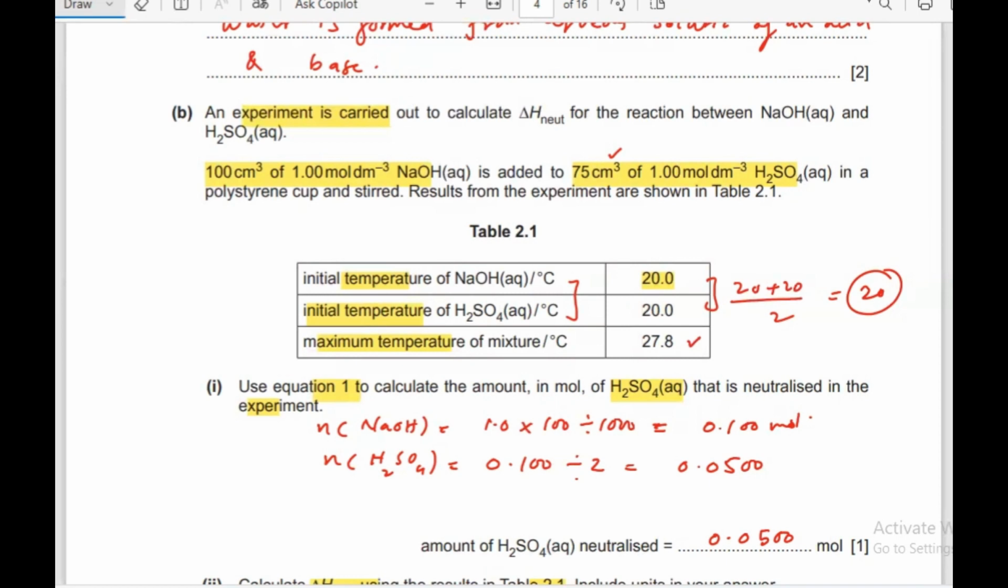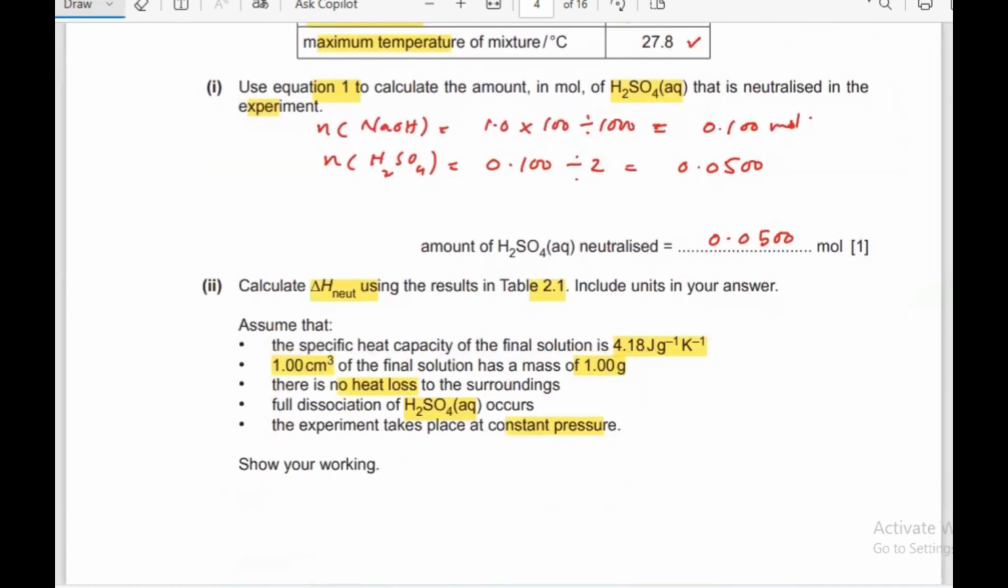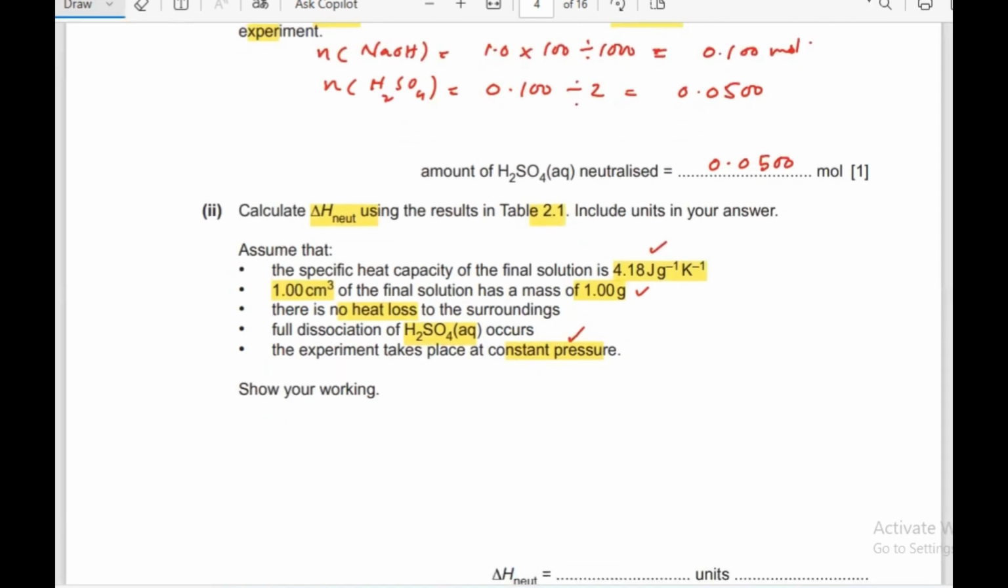And if we subtract the moles, that is actually the moles left behind in the solution. Now, delta H neutralization using the results table 2.1, include units in your answer. The specific heat capacity is given. Then there is the assumption that 1 centimeter cube is 1 gram, no heat loss, full dissociation of sulfuric acid. The experiment takes place at constant pressure. Show your working. So we have to calculate the enthalpy change.